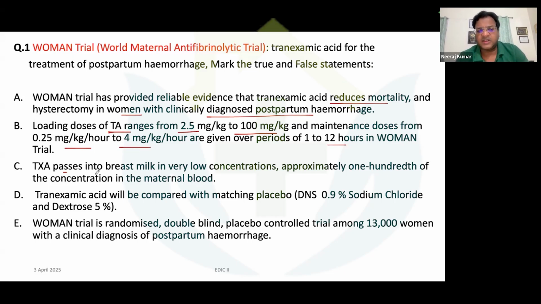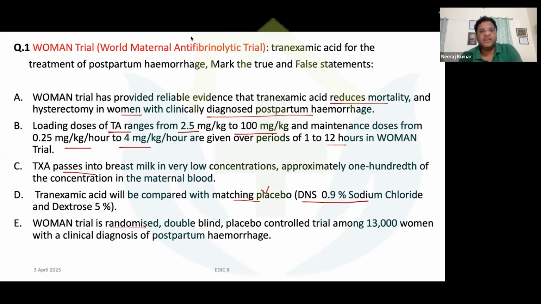The third option is that tranexamic acid passes into breast milk in a very low concentration, approximately 100th of the concentration in maternal blood. The fourth statement is that tranexamic acid will be compared with a matching placebo in this study, and in the matching placebo they used 0.9% sodium chloride and dextrose 5%. The WOMAN trial is a randomized, double-blind, placebo-controlled trial, which was done in 13,000 women with a clinical diagnosis of postpartum hemorrhage.